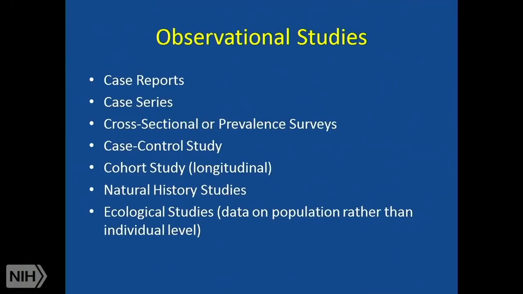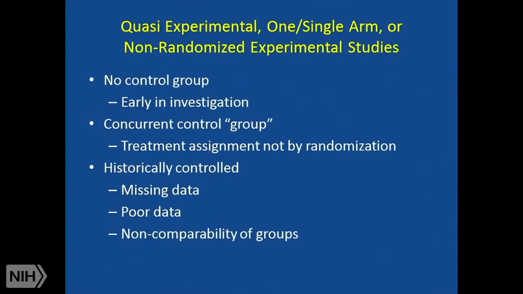Natural history studies. You may have a group of patients and you're going to follow them and see how they actually age. You may see how their disease progresses. The NIH at the Clinical Center does quite a few of these. Then the ecological studies. This is data that's on a population rather than an individual level. Like I said, we'll talk more about these next week.